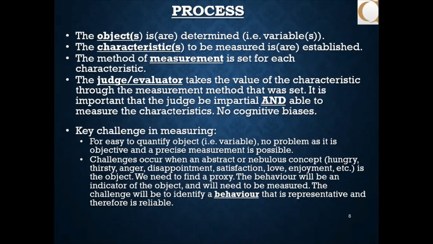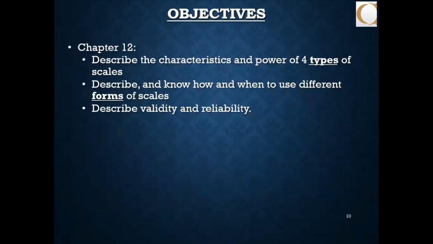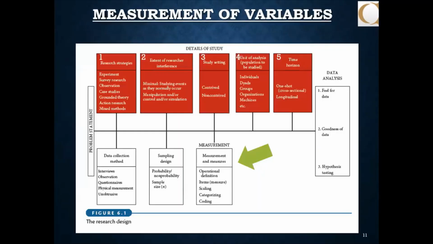It's hard to do this when there's something like hunger, thirst, anger, disappointment, satisfaction, love, enjoyment, because these things can be biased at times. So we need to figure out what can be an objective statistic. We're going to go through a whole bunch of scales and know how to use different forms of scales and describe validity and reliability. There's a whole bunch of different scales out there.